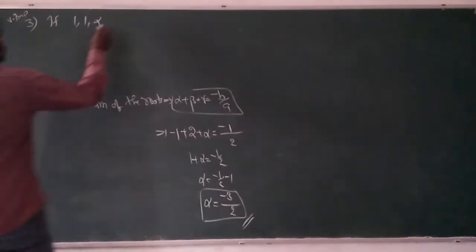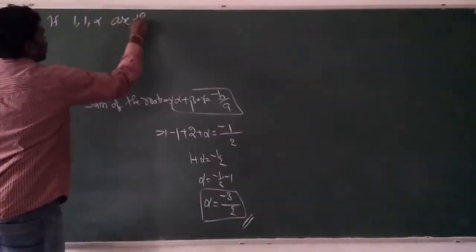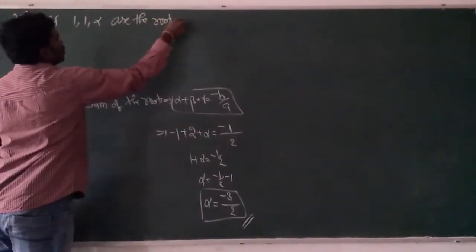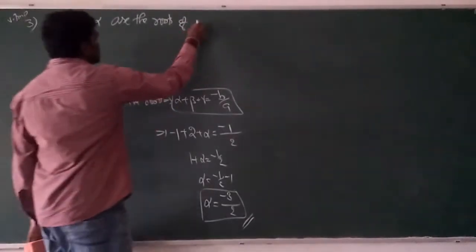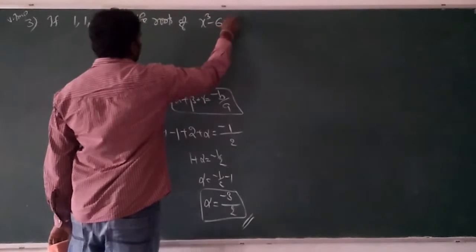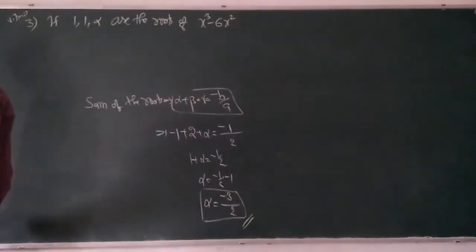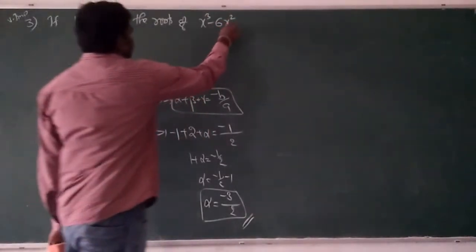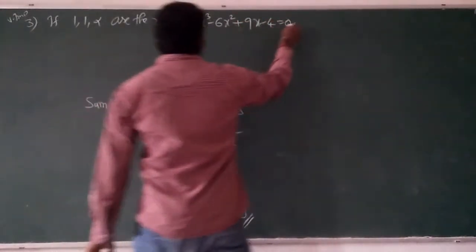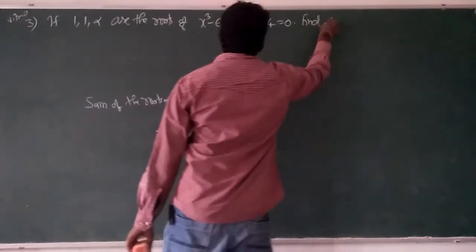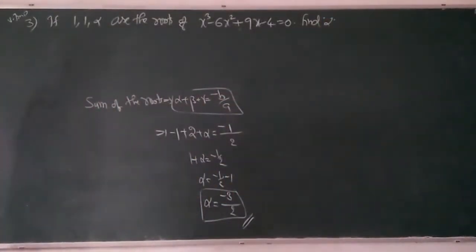x cube minus 6x square plus 9x minus 4 is equal to 0. Find alpha. Okay, do it, try it.